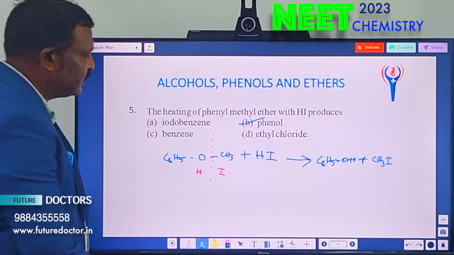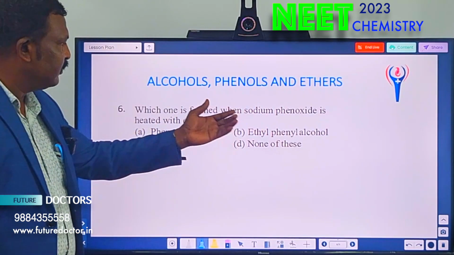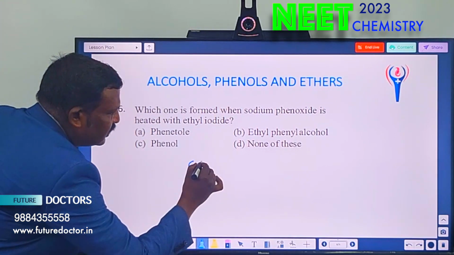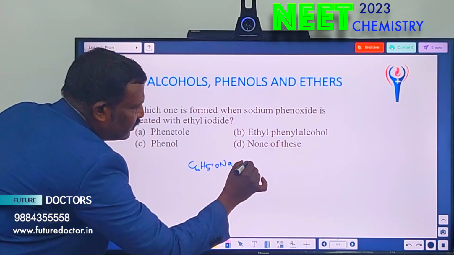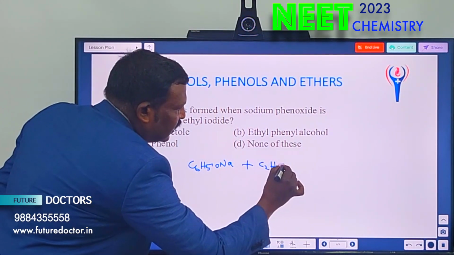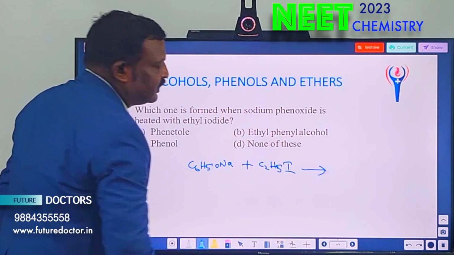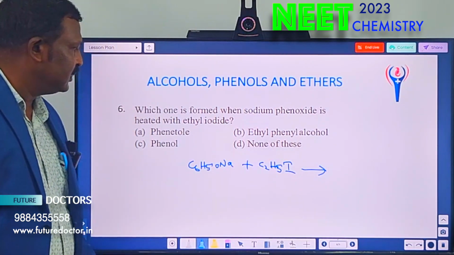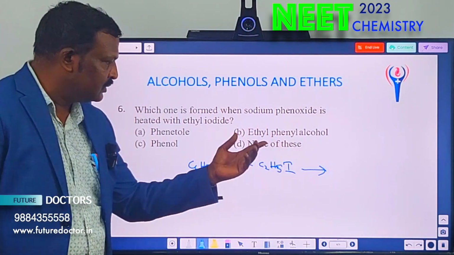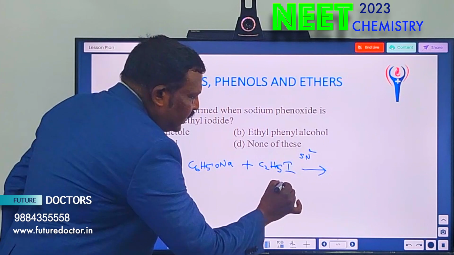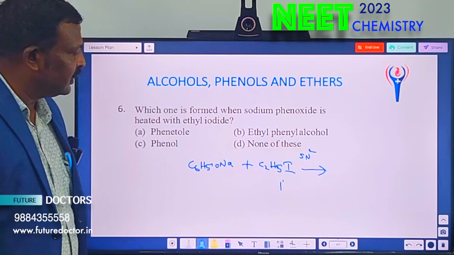Understood? Simple. Next one. Which one is formed when sodium phenoxide is heated with ethyl iodide? Sodium phenoxide means what's the formula? C6H5ONa. Simple. Phenoxide. Ethyl iodide means C2H5I. Simple question. What kind of reaction is this? This is called the Williamson ether synthesis. It proceeds by the SN2 mechanism. A primary alkyl halide is very important; then only we can get ethers.